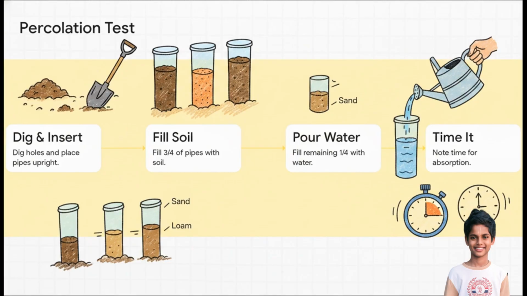To scientifically measure this absorption, which by the way is called percolation, we follow 4 specific steps. You dig a hole, insert a plastic pipe, and fill 3/4 of it with different soil samples, like clay, sand, and loam. Then, you pour a precise amount of water into that top 1/4 of the pipe. The absolute most important step here, you grab a stopwatch and note the exact time it takes for all that water to disappear into the soil.